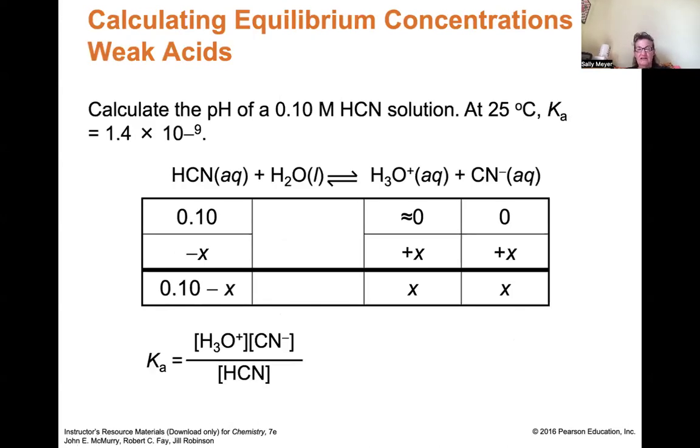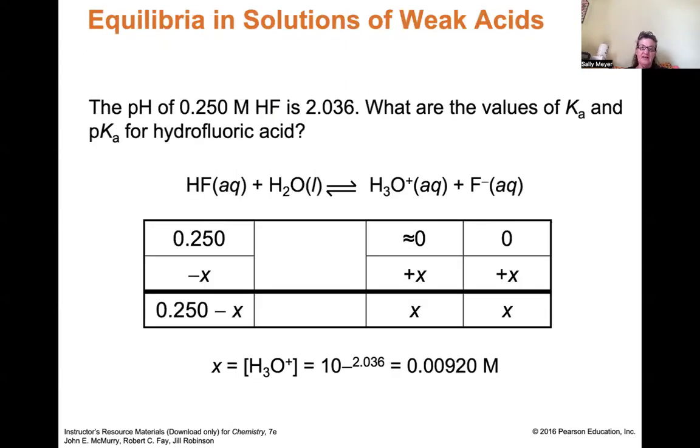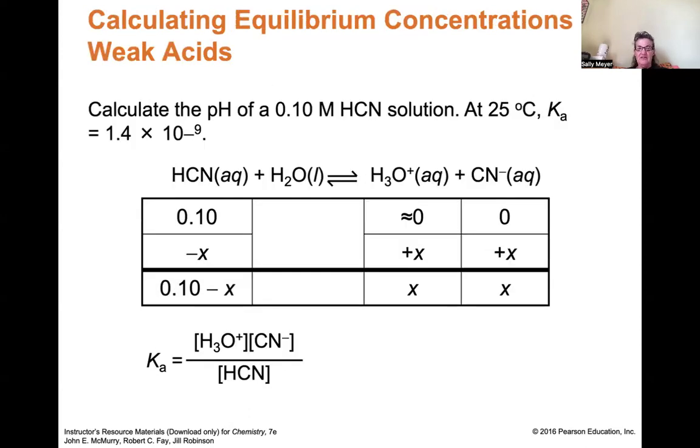So if we want to calculate equilibrium concentrations in weak acids, it's exactly like the last problem, except now we're going to be given the Ka. So it asks us to calculate the pH. In this case, they gave us the pH, wanted us to get the Ka. Now they're going to give us the Ka and ask us to get the pH.